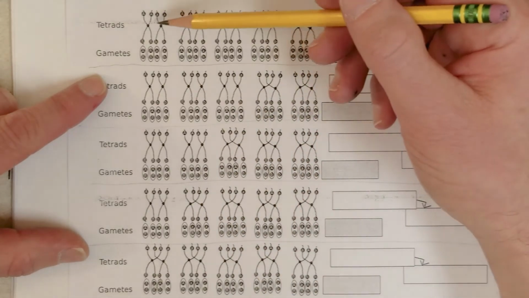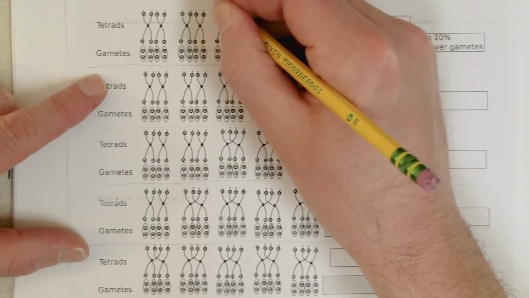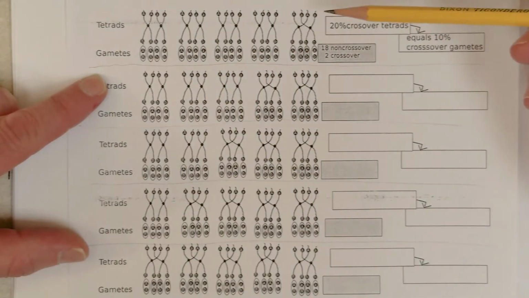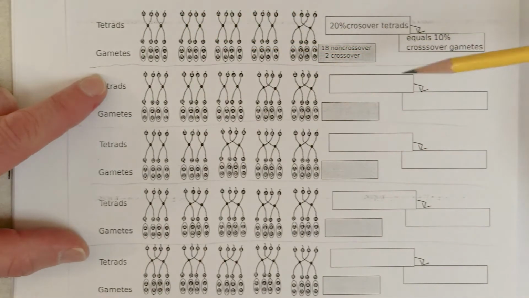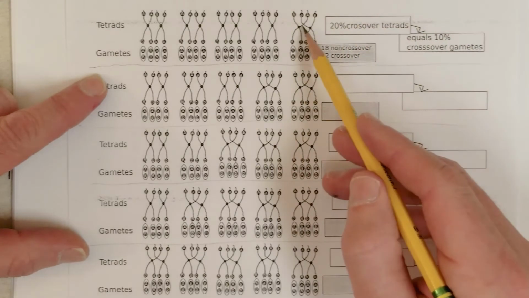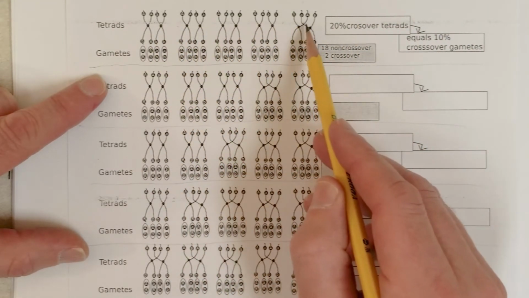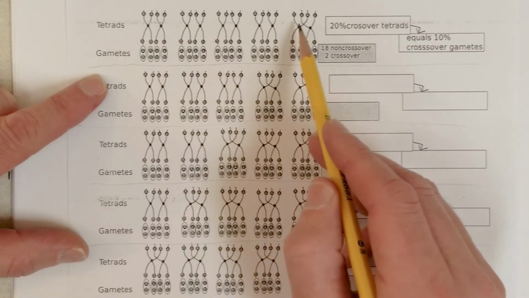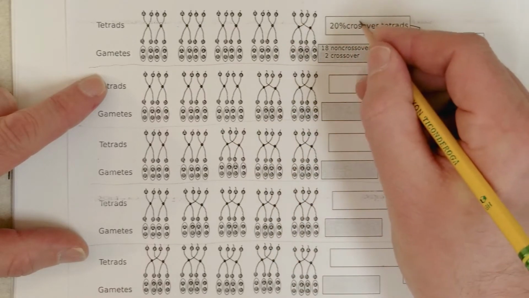And what is the genotype here? The genotype is A, B, little a, little b, for all of these. Again, you might need to pull up the notes so you can see more clearly what these labels are. What I'm showing you here is that only one of the 5 cells is undergoing a crossover. So 1 out of 5 is 20%. So we have 20% crossover tetrads.